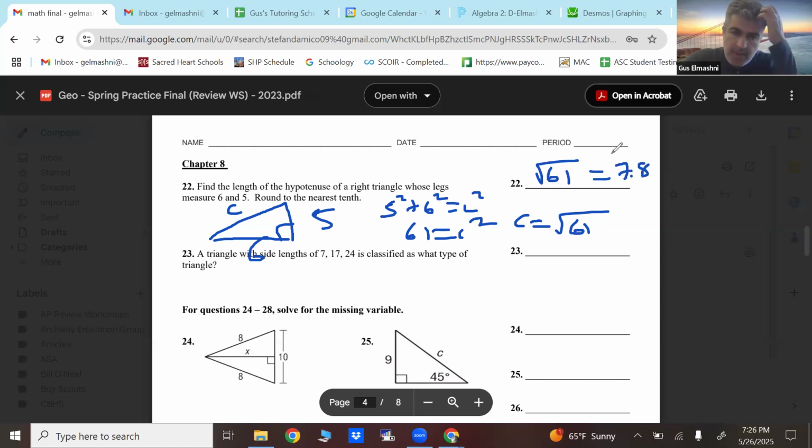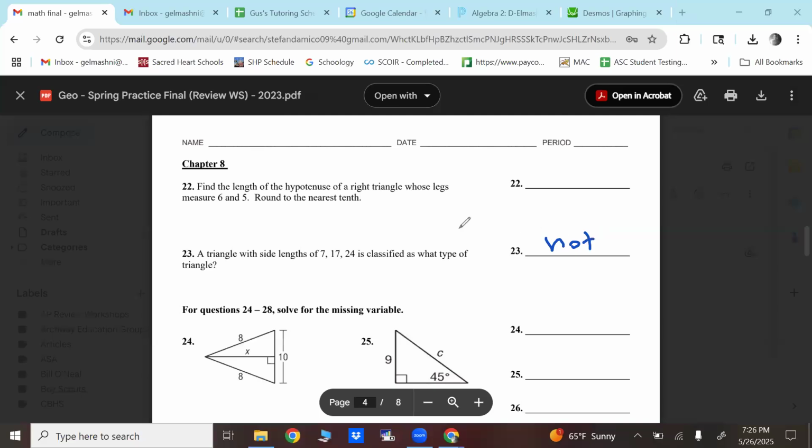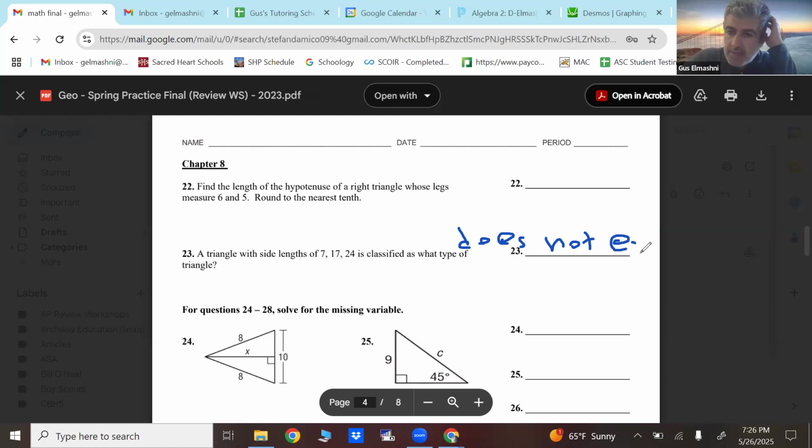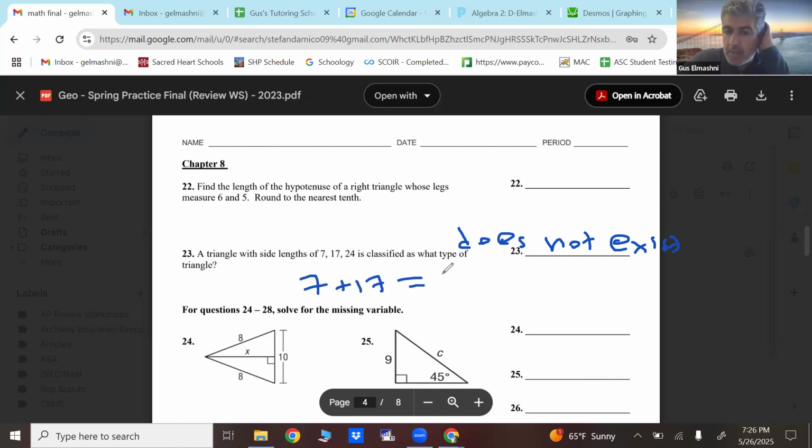Now, if you have this, what kind of triangle would that be? Actually, that would not be a triangle. It does not exist because the longest side has to be shorter than the sum of the other two sides, and it's not. 7 plus 17 must be bigger than 24, but it equals 24. Or if 7 plus 17 was less than the longest side, then that also can't exist.